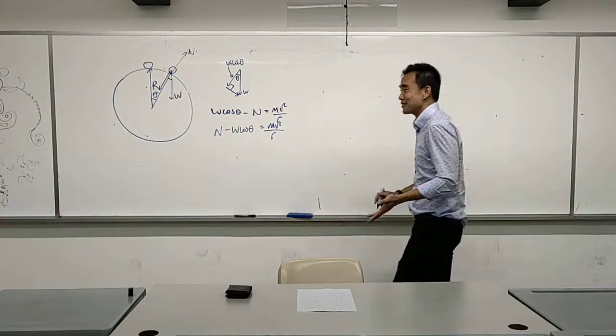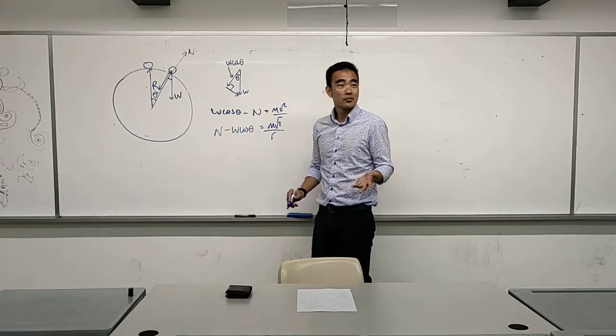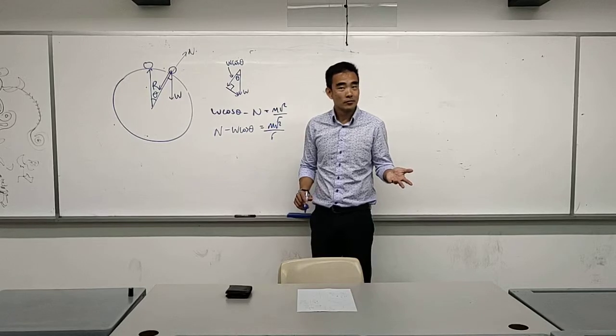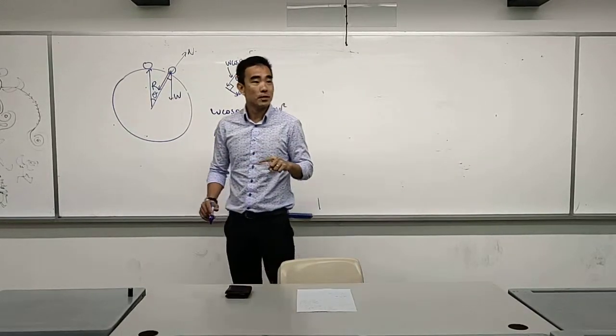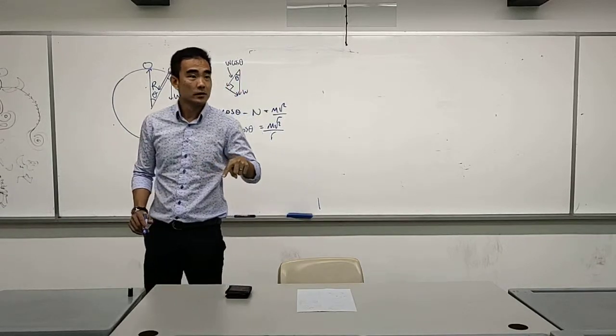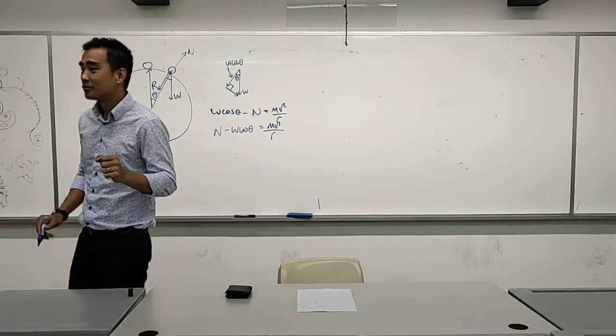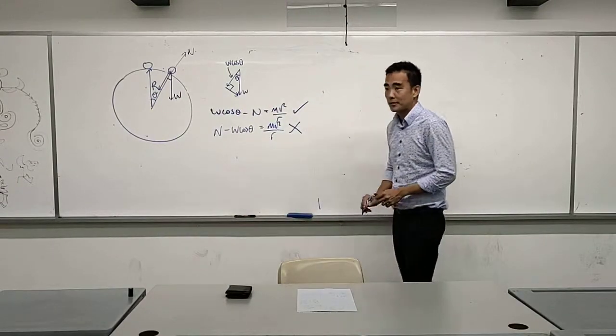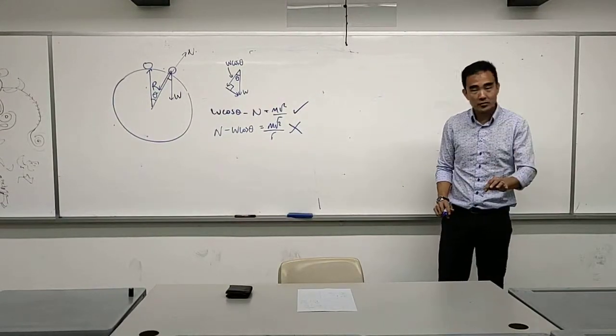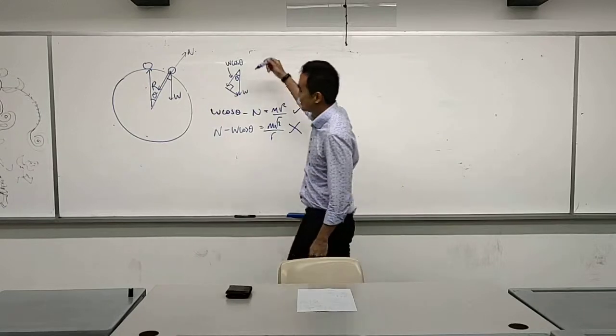I told you the answer already actually. If they are equal, then there's no net force, then there's no circular motion. But it is undergoing circular motion. So it must be W cos theta. Yes, this is correct and this is wrong. Why is it correct? Why is it wrong? Because the net force is pointing towards here.